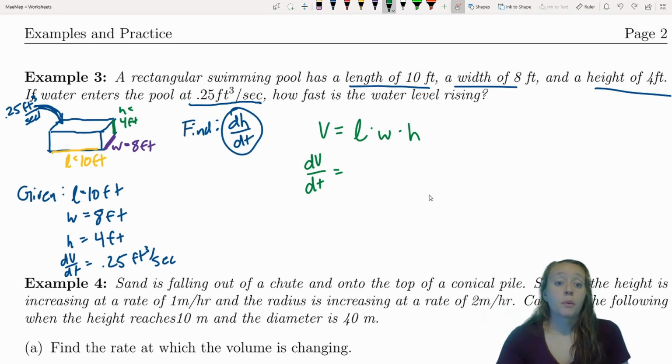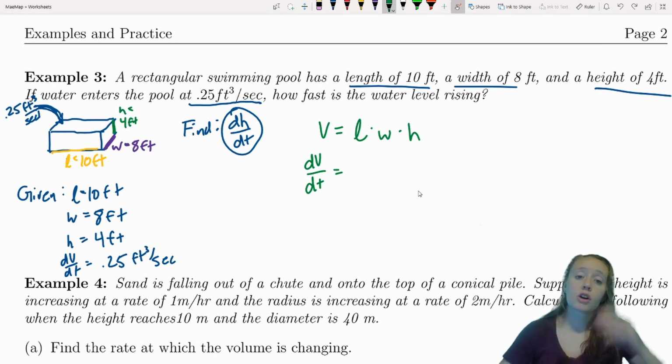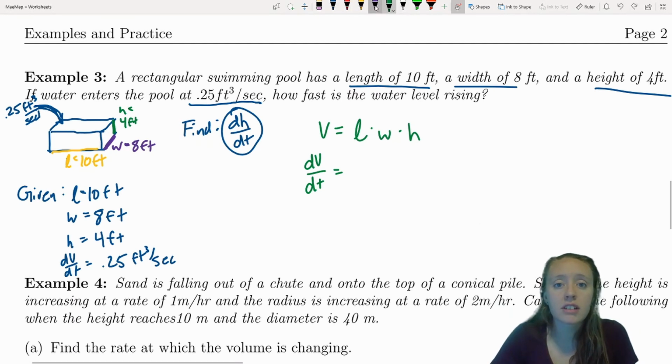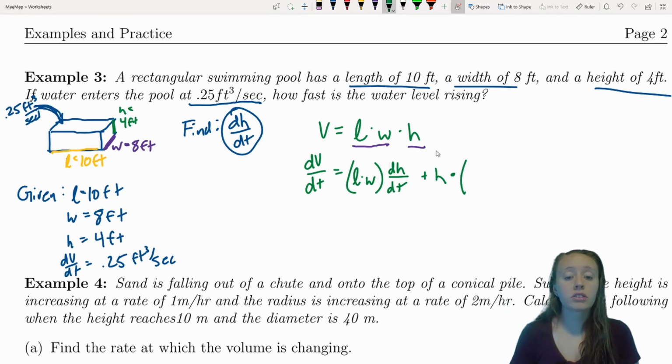Now the derivative of my right-hand side is a product, but it's a product within a product. So in this case, I'm going to have to do the product rule and keep track. To make this easier, I'm going to underline my L and W. That's going to be my first, and H is going to be my second. So when I do my product rule, I take my first function, L times W, times the derivative of my second, that is dH/dt, plus my second, which is H, times the derivative of my first. How do I find the derivative of L times W? That in itself is a product rule.